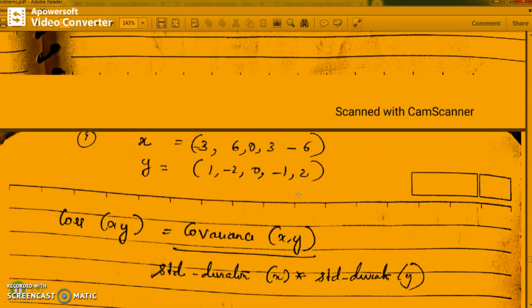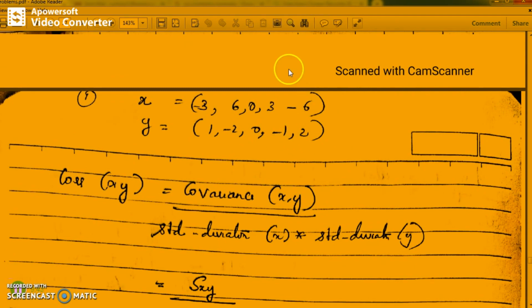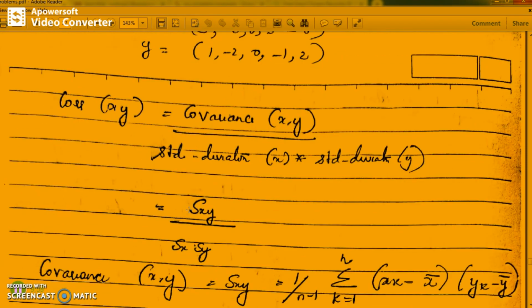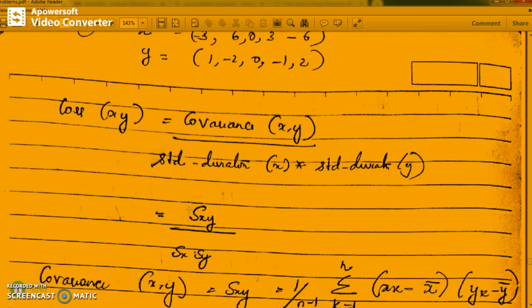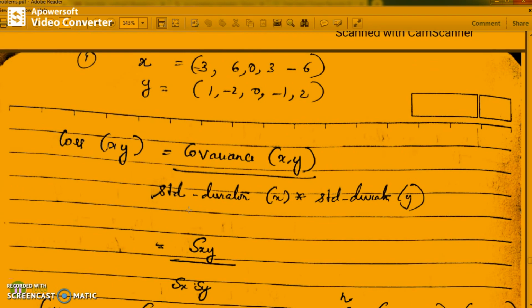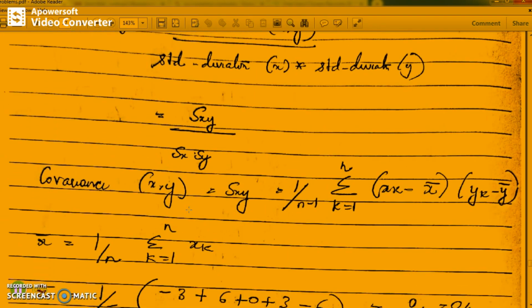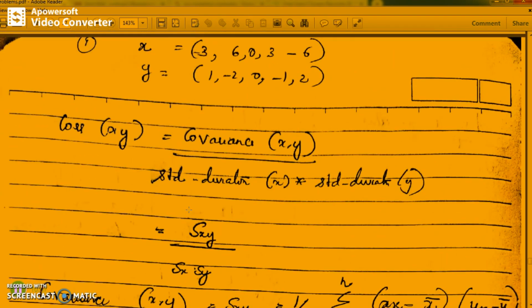So the first one is solved here, the values of x and y. So total how many elements can you see for x and y? There are 5 elements for each object x and y. The formula is given: covariance divided by the product of standard deviations. So we'll start calculating the covariance. What is n here? n is the number of elements. How many elements do we have? 5. So n is equal to 5.